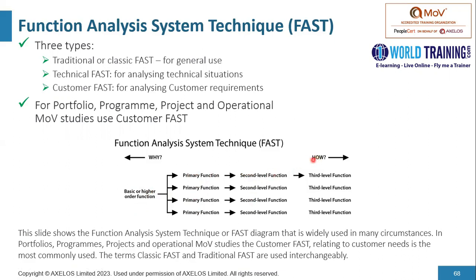So that's usually the how approach. And the why approach is, why do we need this third level function? Because it needs to cater to a second level function. Why do we need the second level function? It's because we need to cater to a primary function. So we're going to look into an example to illustrate a function analysis system technique shortly.